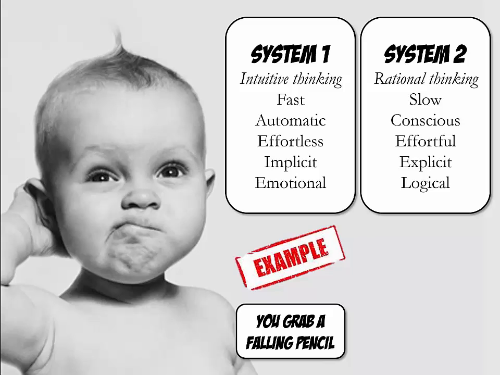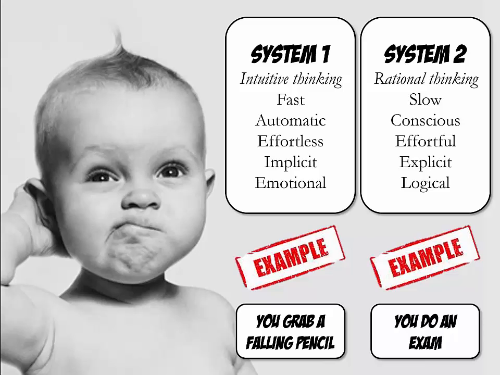System 2 thinking is rational. It is much slower, conscious, effortful, explicit, and logical. Can you think of examples of this kind of thinking? Please pause the video lecture to think about this. Hopefully, when you do an exam, you are using System 2 thinking.